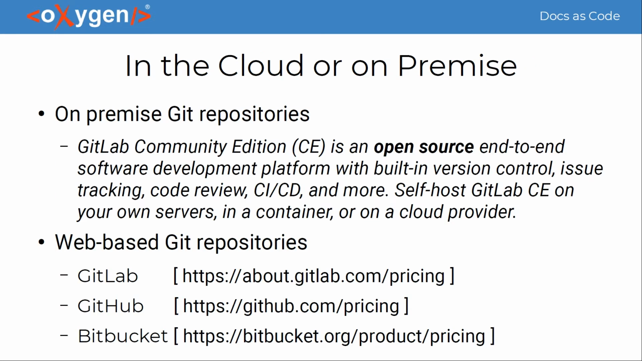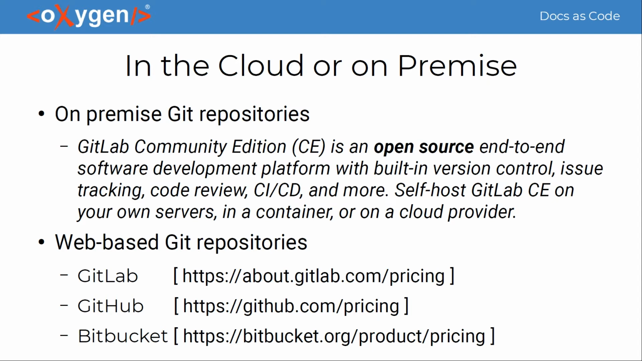The next question is, should I go on the cloud or on premise? Well, either way, because for example, with Git, there are on-premise Git repositories. GitLab has a community edition, which is open source, and we use it ourselves in our software company, so you can install it on your servers. If you prefer web-based repositories, again, you have a lot of choices. There's GitLab, GitHub, and Bitbucket.